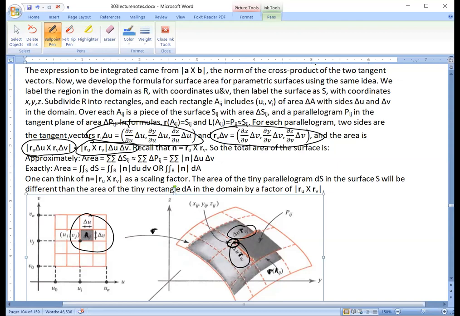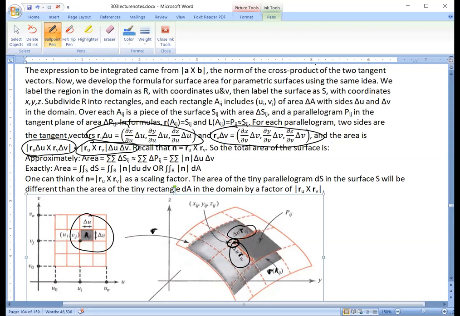And of course, we don't want just the area of that little piece. We want the total area, so we add them all up. You have to sum over all the possible u values and all the possible v values, and that's why it's a double sum. That's the area of all the pieces of tangent plane, which is just an approximation to the area of the surface itself. So that gives us that area statement.